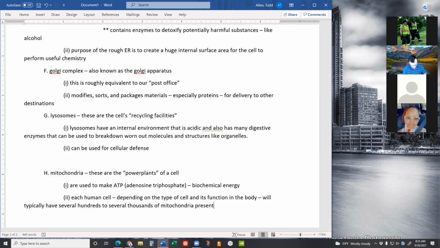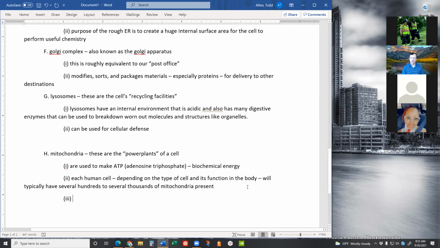Okay. I'll mention one more thing here. Mitochondria are intimately involved in a type of cell death process called apoptosis.